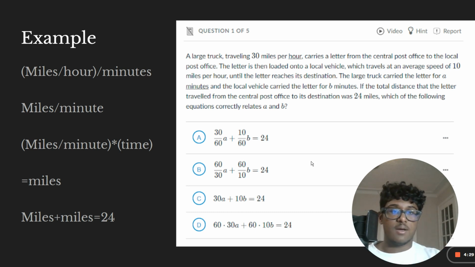So we note that 30 over 60 times A, which is the miles per hour divided by how many minutes are in an hour, and then we add that to the same thing for the speed of B in miles a minute, and we multiply by the total number of minutes, we'll get the total number of miles. And what is that? We know that the total distance is 24. So there's your answer.